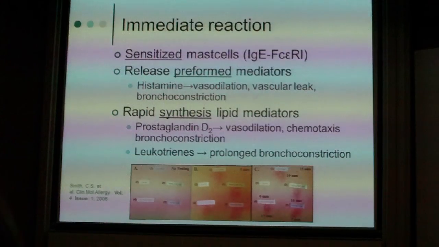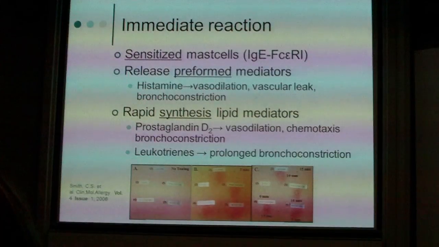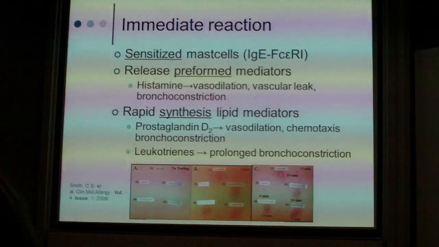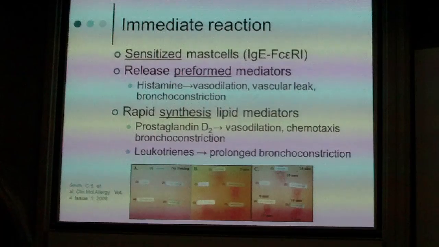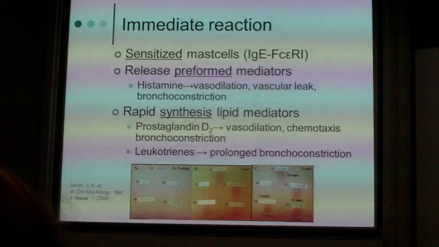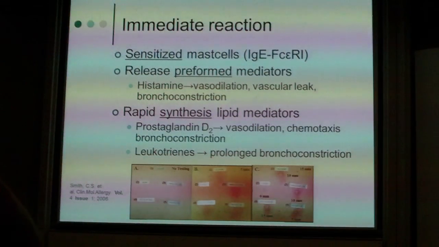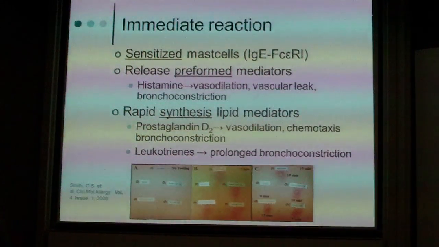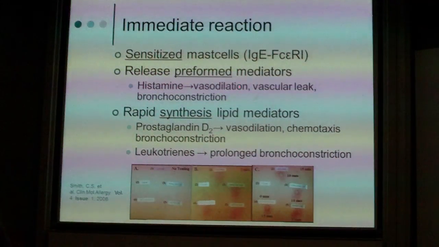So the immediate reaction involves a couple of steps and a couple of mediators. We know it's dependent on sensitized mast cells, which have been sensitized by an immune response, and mast cells that by that sensitization express bound IgE on the surface. There is release of preformed mediators by the mast cell after activation: histamine, which causes vasodilation. It also causes vascular leakage, so you get edema formation, and in case of asthma also bronchoconstriction.